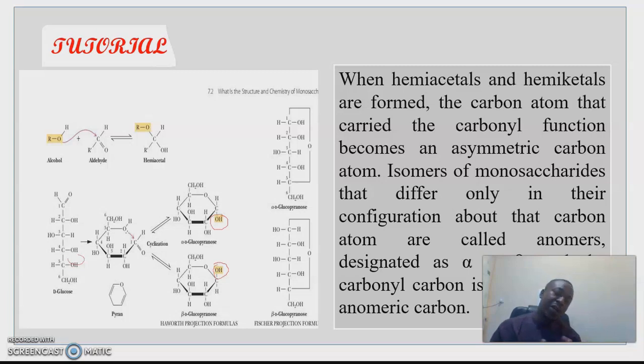Now in our next lecture, our next tutorial, we're looking at disaccharides, where 2 or more monosaccharides are linked together to form a disaccharide. Then we'll look at the free anomeric carbon that determines whether the sugar will be a reducing sugar or not a reducing sugar.